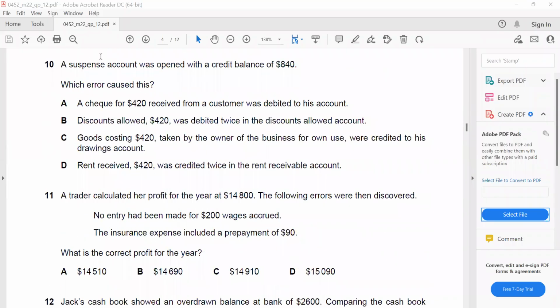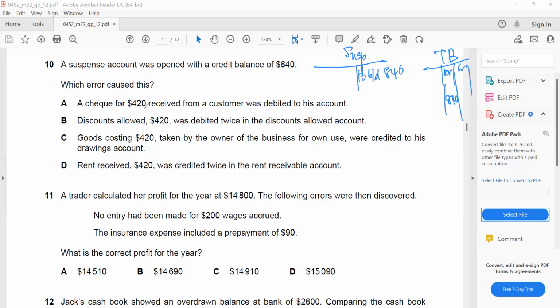Okay, question 10. A suspense account was opened with a credit balance of 840. Which error caused this? So here, suspense, we have credit balance 840. So in the trial balance, debit, credit, debit has more 840. So we have to put suspense in the credit side.